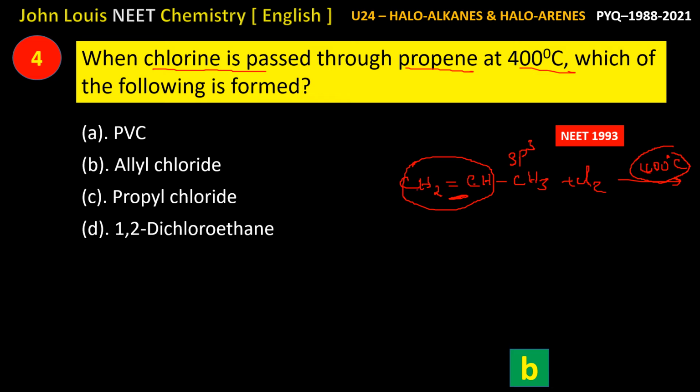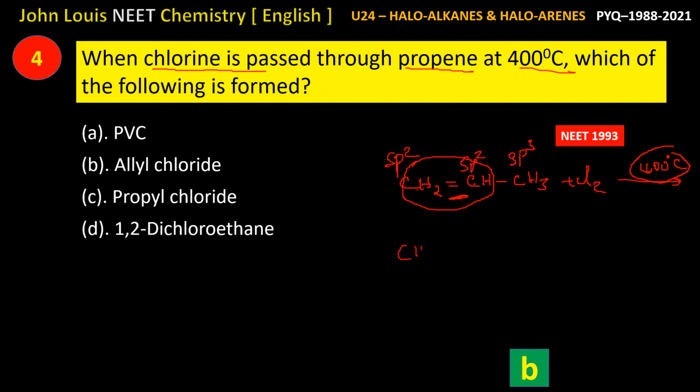These two carbons are sp2 hybridized because the double bond is there. Therefore, no addition reaction will take place at the sp2 hybridized carbons. Instead, the hydrogen on the sp3 hybridized carbon will be substituted by chlorine at higher temperature like 400 degrees Celsius.